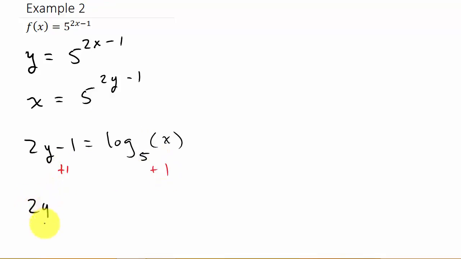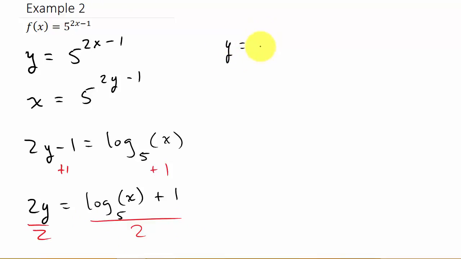So I get 2y equals the log of x with base 5 plus 1. And then we'll divide both sides by 2. And so I get y equals the log of x with base 5 plus 1, all that over 2. So we've solved for y.